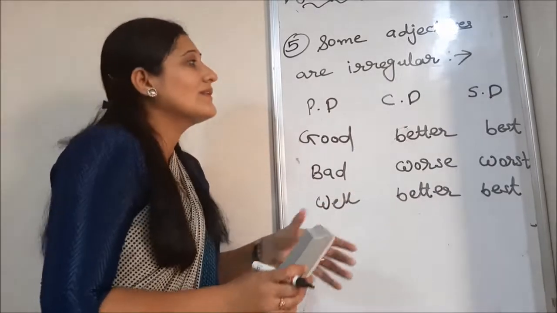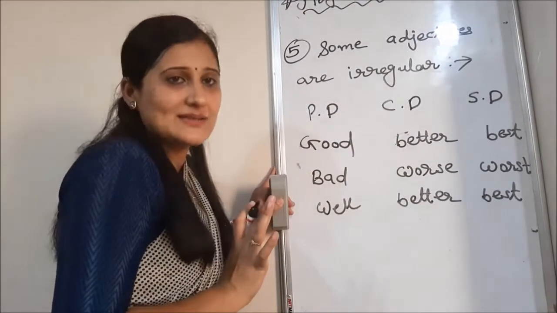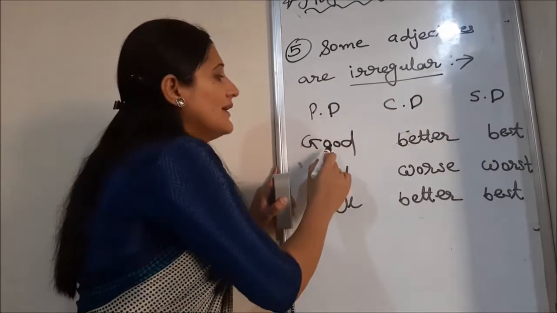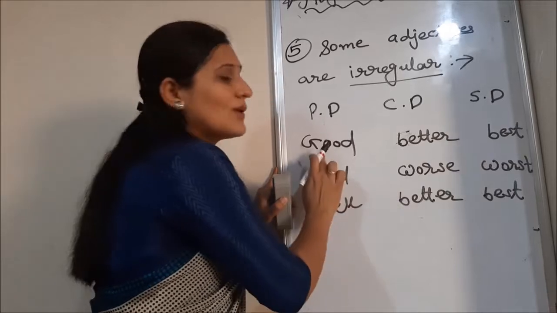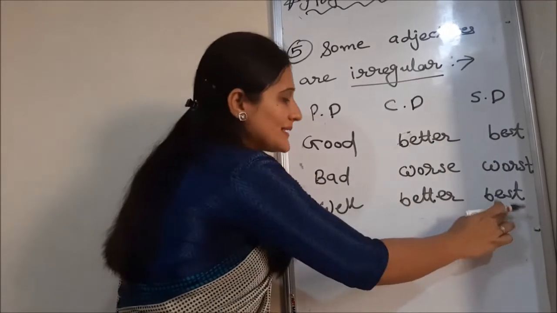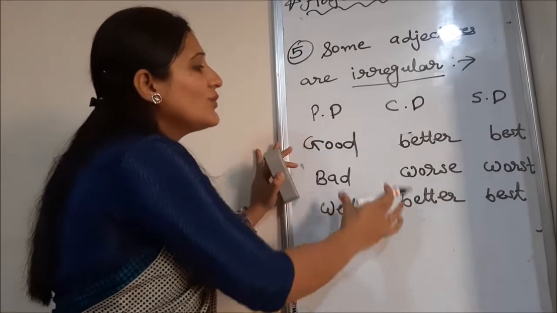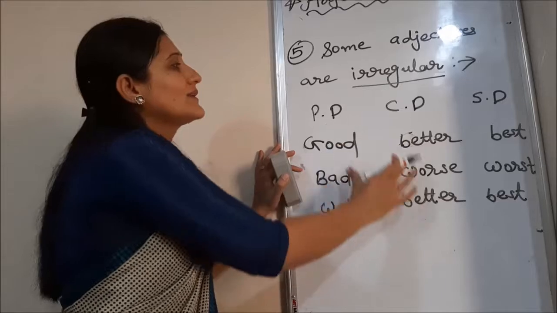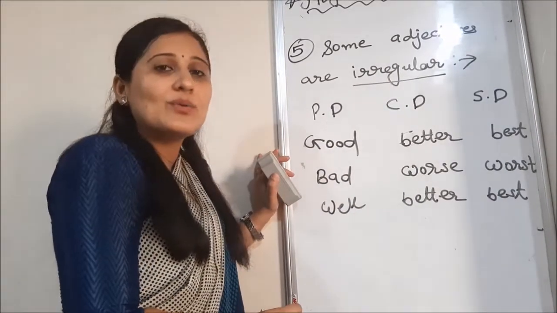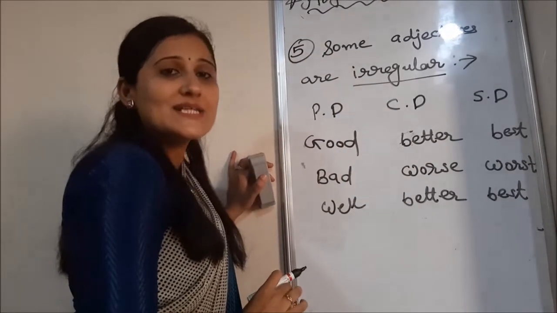In the previous topic I discussed irregular verbs, maybe in the class, right? So these are irregular adjectives, no need to change: good, better, best; well, better, best; bad, worse, worst. I will give you a list of many irregular adjectives in the worksheet so you can go through it, right? So these are the 5 rules of adjective.